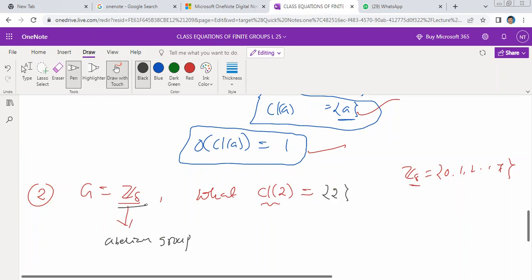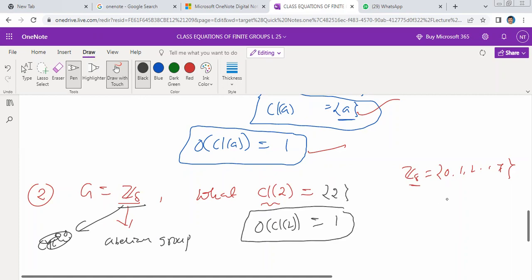If it is not abelian, we can check the properties. If it is either abelian or cyclic, and every cyclic group is abelian, we can use this condition. So the conjugate class of 2 is equal to {2}, and the order of the conjugate class of 2 is equal to 1.